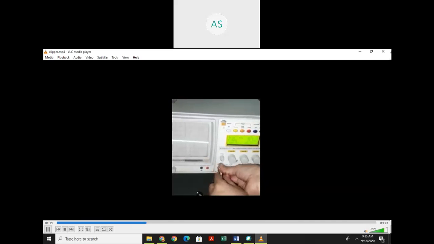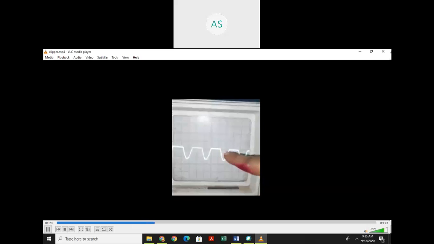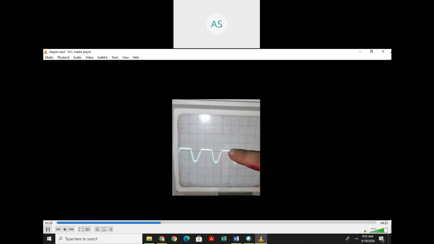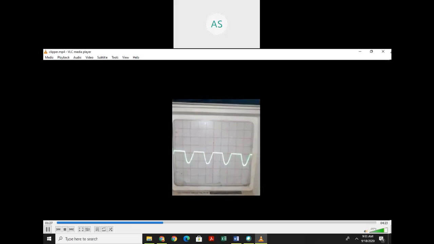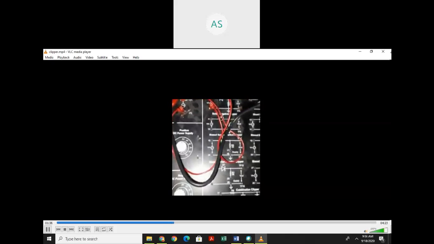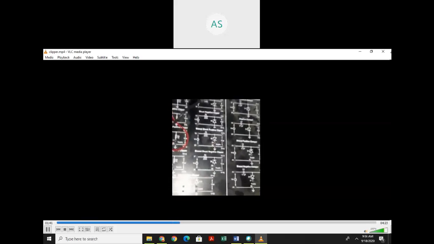Good morning, students. Today we will perform experiments on clipper and clamp circuit. This is the experimental board. In this experimental board, this is clipper circuit, and this is clamper circuit. This is sine wave generator. It gives sinusoidal wave as an input to the desired circuit. This is positive DC power supply, and this is negative DC power supply.